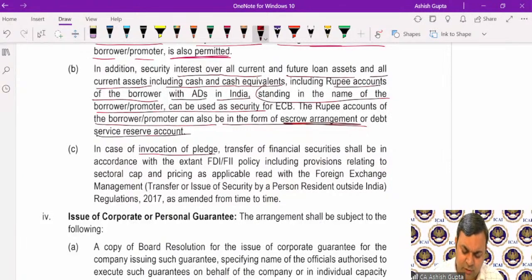In case of invocation of pledge, transfer of financial security shall be in accordance with the FDI policy, including provisions relating to sectoral cap. For example, in the insurance sector there is a cap of 49%. So you can invest up to 49%, and you can acquire the securities within the limit of 49% only. So you need to follow the regulations also.